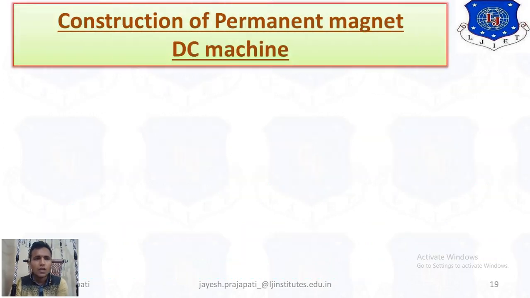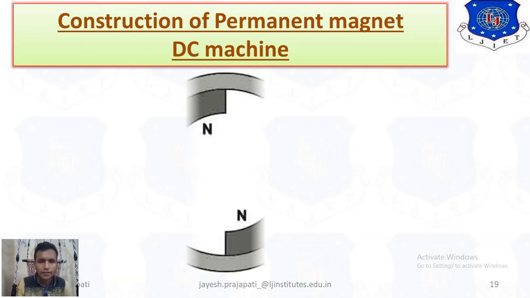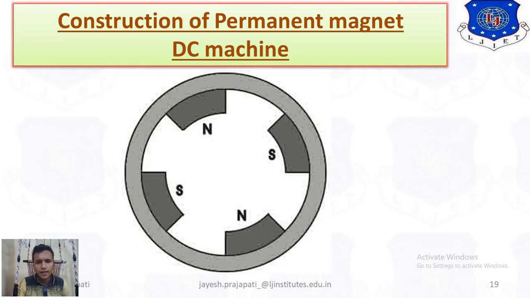Now if we see the construction of the permanent magnet DC machine, it looks like this. You can see the stator of the permanent magnet machine. On the stator periphery, you can see four poles, two N poles and two S poles, and these poles are fixed. These poles create the magnetic field inside the rotor, and then the rotor will rotate. That is the construction of the stator part.